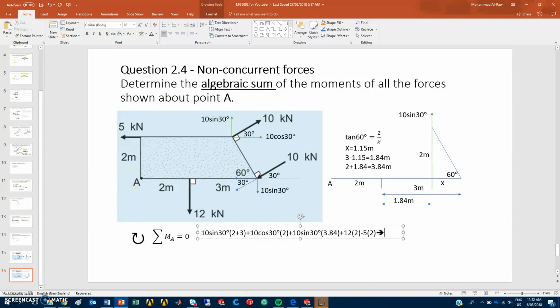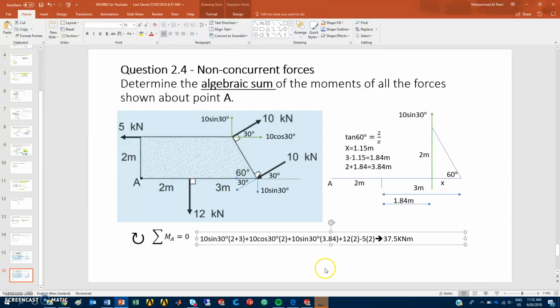We solve that. After you add all the equations and solutions, you find the final answer is equal to 37.5. It could possibly be rounding numbers, depending on the calculator used for the answer. So this is technically the final answer for your question.